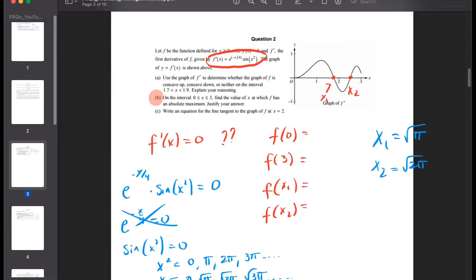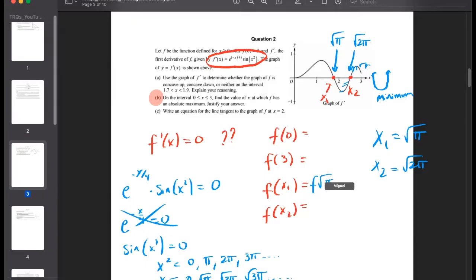So let's go ahead and check this out. Up on the graph, we have root pi as x1 and root 2 pi as our x2. We can already eliminate root 2 pi, because you're talking about a maximum here, and root 2 pi is going to be a minimum because the derivative is negative and then it's positive. So technically this is going to be a minimum. So we don't really have to use that one. So the only values that we really need to check are f of 0, f of 3, and f of root pi.